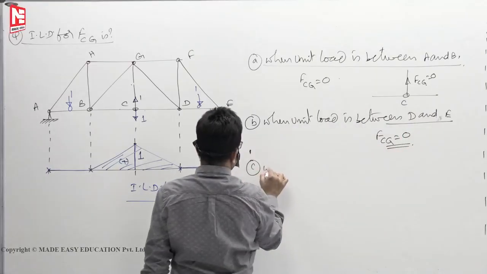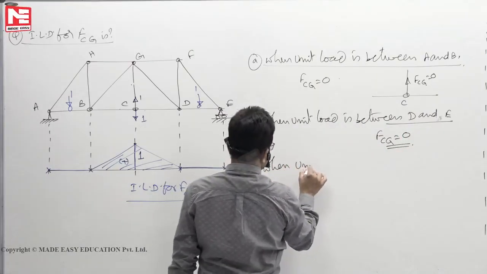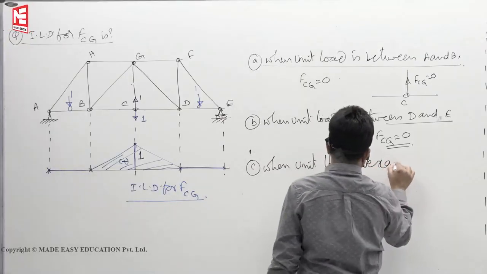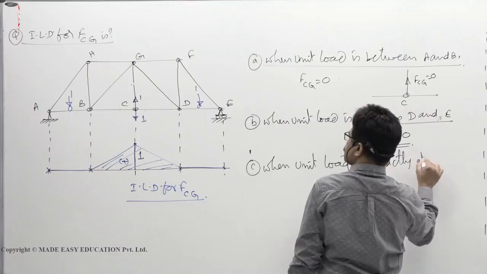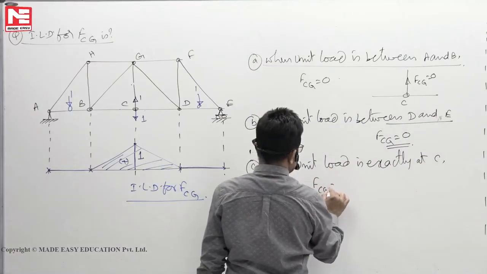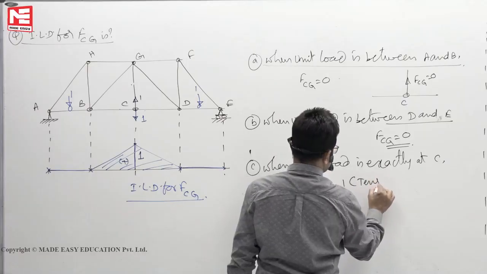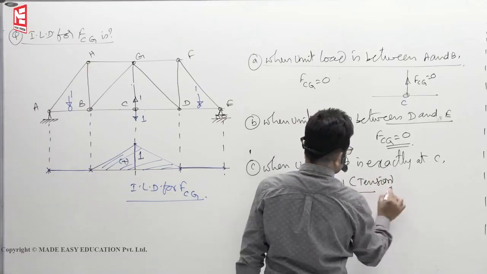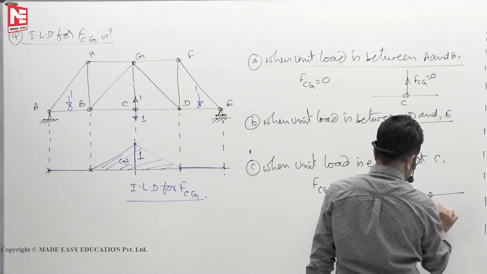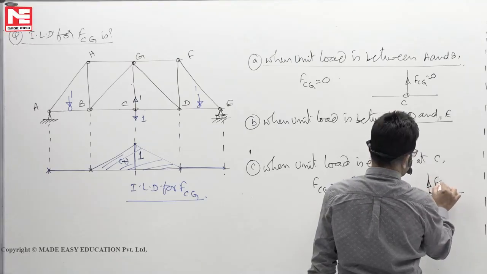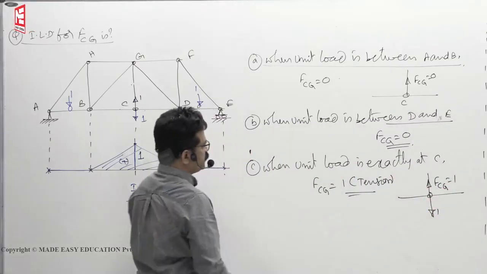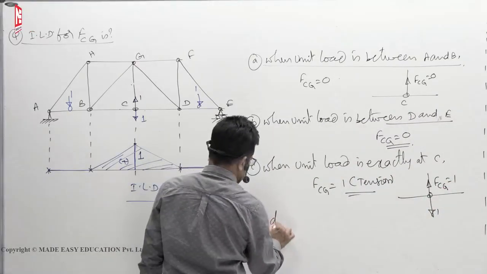Then when unit load is exactly at C, force in the member CG is 1, tension. This configuration is like this. 1 down here, force in the member CG up, 1 up, arrow mark is away from the joint. So tension. So draw ILD as shown in figure.